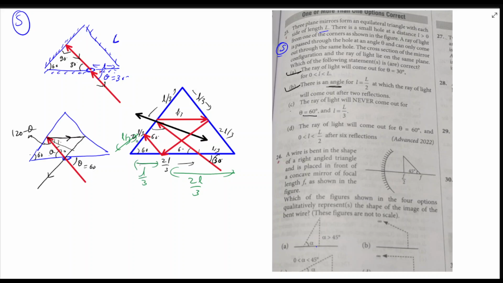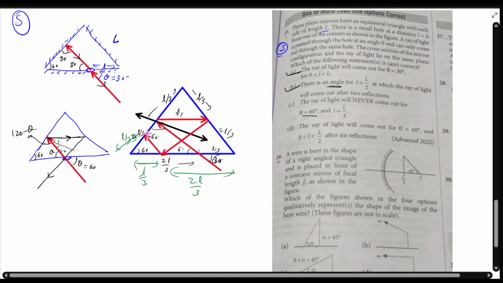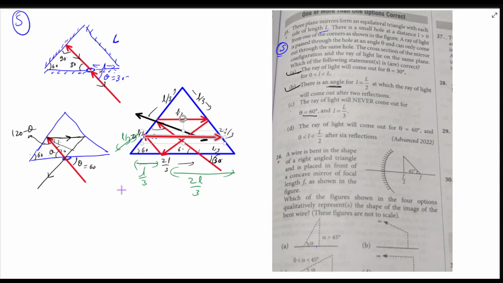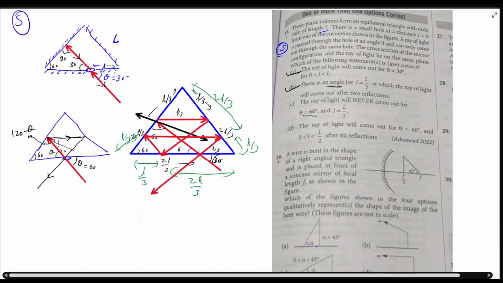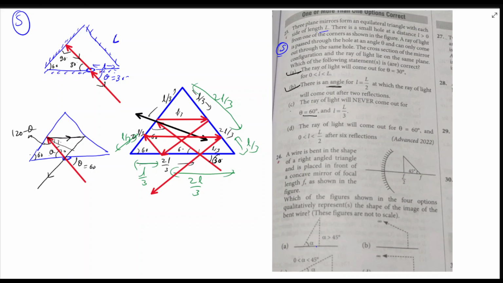So angle is always, it is always making an angle 60 degree, right? Now what will happen? This is L by 3, this is 2L by 3. So this ray will go like this. Okay. Due to this, this distance will become 2L by 3 and this will become L by 3. And if this is L by 3, then the last part will be like this. So the ray will come out from this same. Okay. So definitely with these situations, a ray will come out.